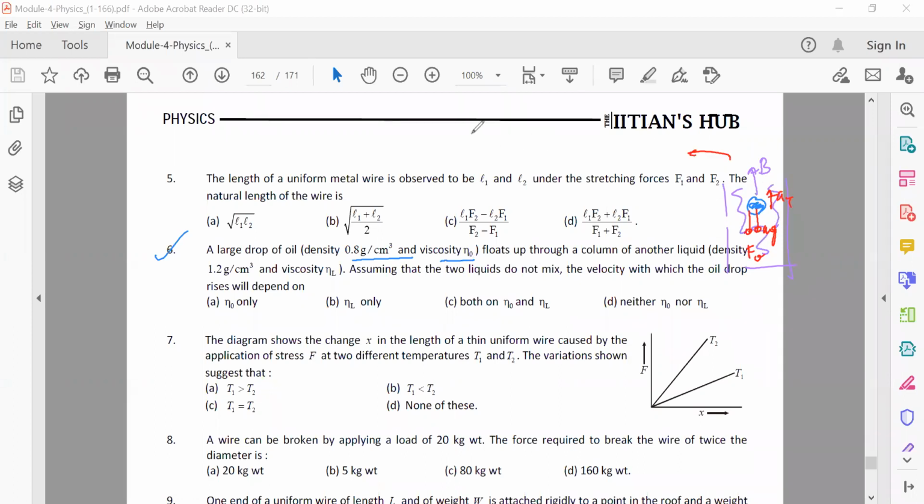So here the terminal velocity will be in the upward direction such that the viscous force balances the buoyant force minus the weight. Understood? So 6 pi eta into R into V terminal should be equal to the density of the other fluid, rho 2, minus the density of this oil, let's take this as rho 1, into 4 by 3 pi r cube into g.